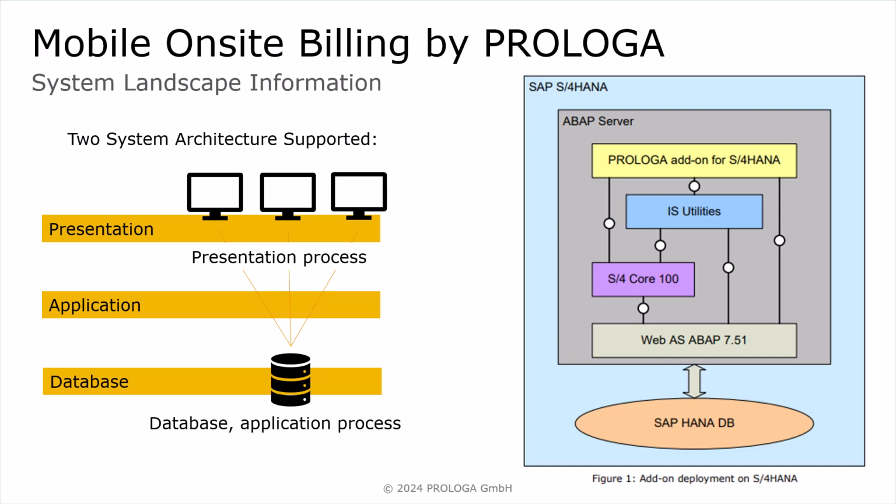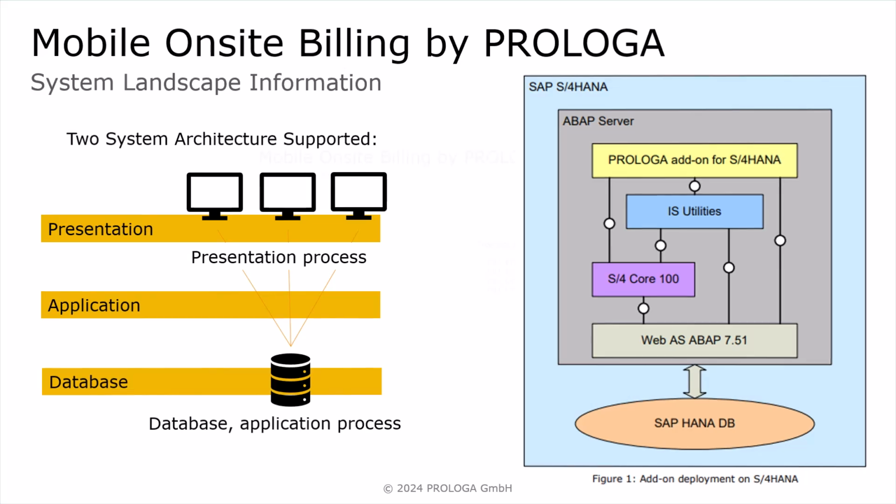This course, as well as the previously mentioned documentation, will solely focus on the two system architecture. This means two separate SAP systems where an interface will be used to provide the communication between the PROLOGA middleware and your SAP backend system. Therefore, we also look only into the configuration required in the SAP ISU CCS backend system.